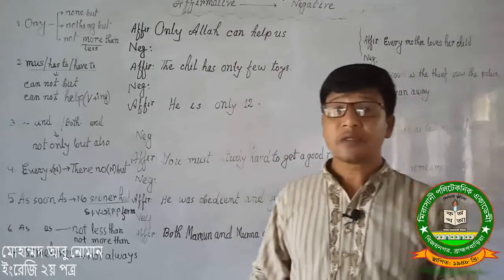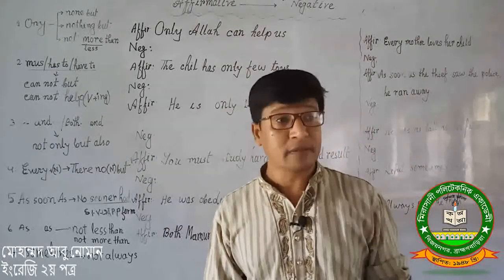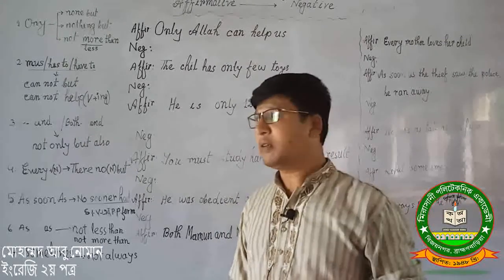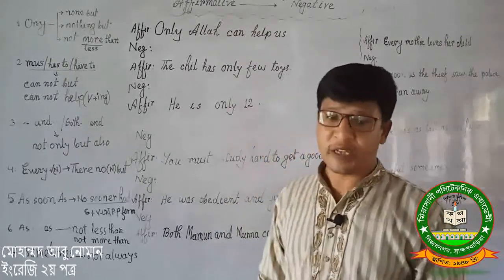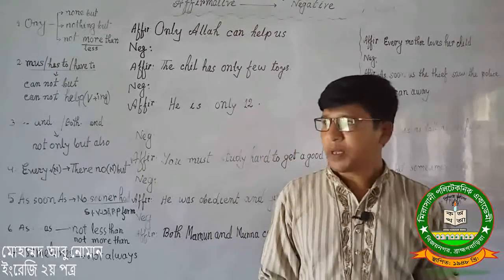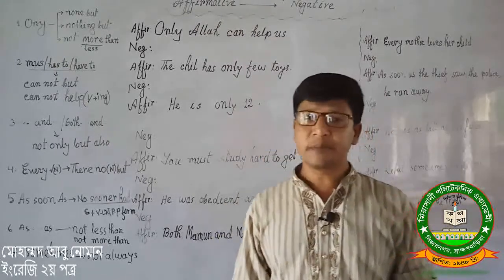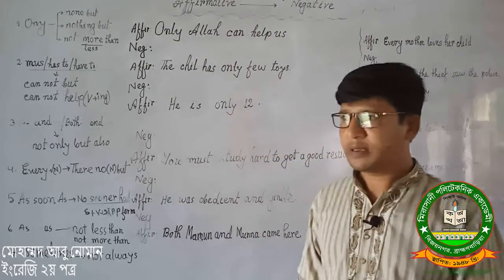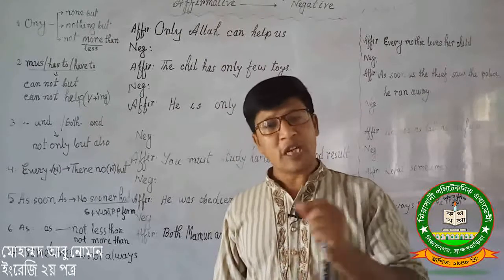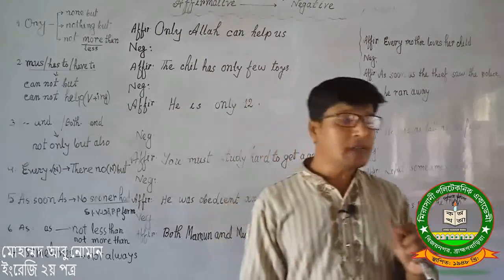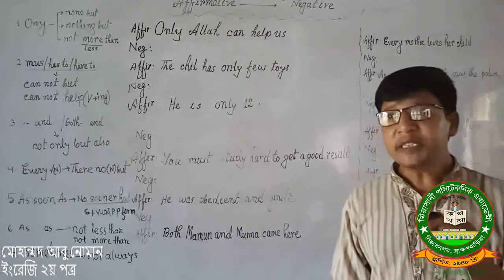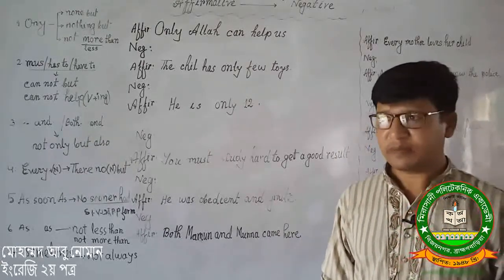Today we are going to learn according to the meaning. We know according to the meaning there are 5 kinds of sentences: assertive, interrogative, imperative, optative and exclamatory. Transformation of sentence means transferring a sentence from one type to another type without changing its meaning.